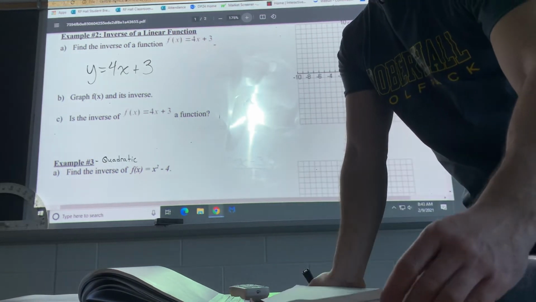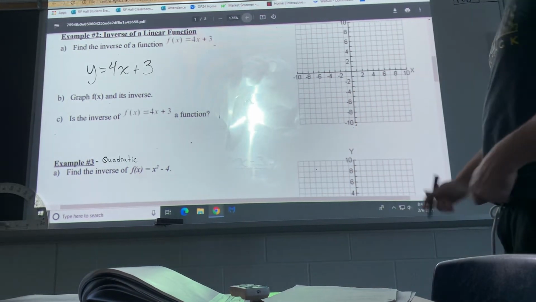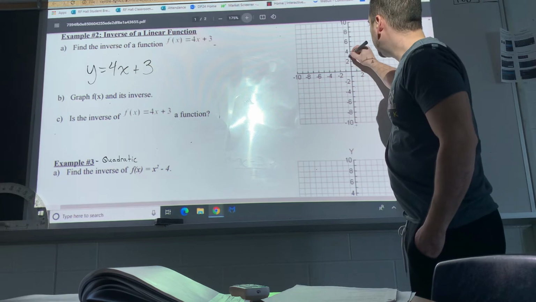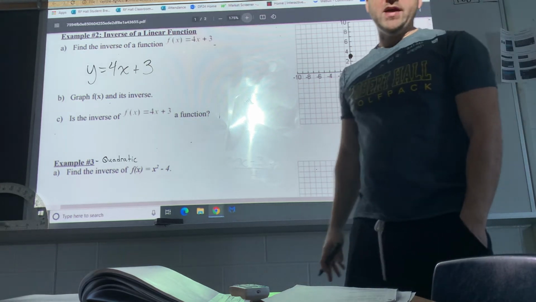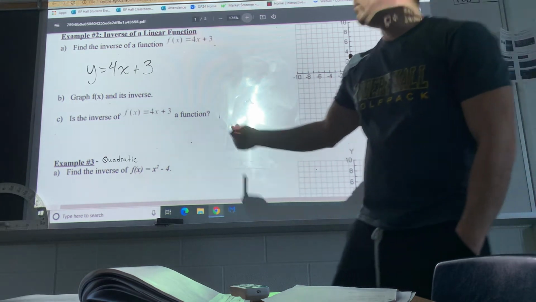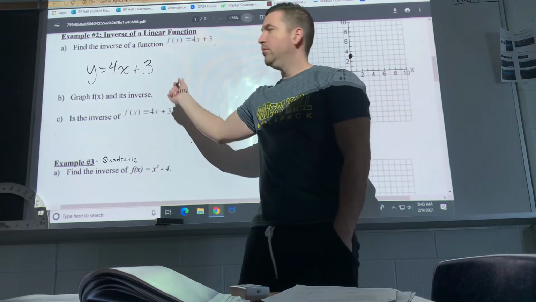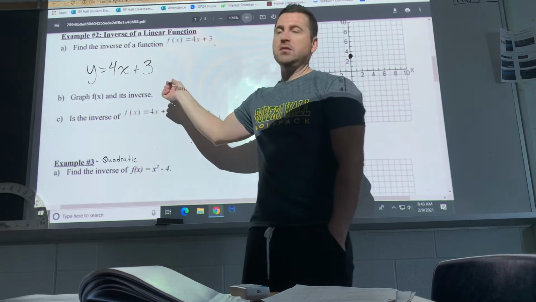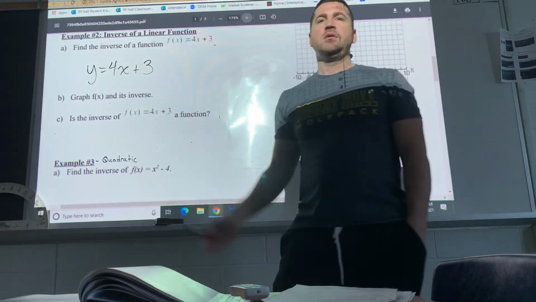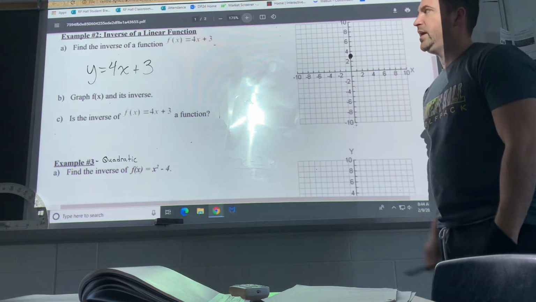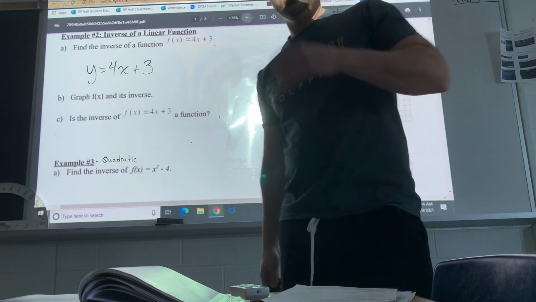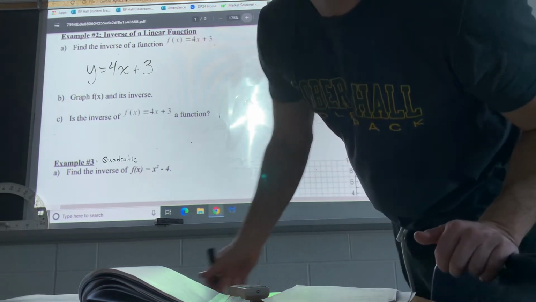The y-intercept, good. So 3. So we're going to start at 3. If you're not sure, just plug in values. Plug in 0, you get 3. Plug in 1, you get 7. Plug in 2, you'll get 11. Plug in -1, and you'll get -1. Plug in -2, you get -5. Okay, so plug points in.